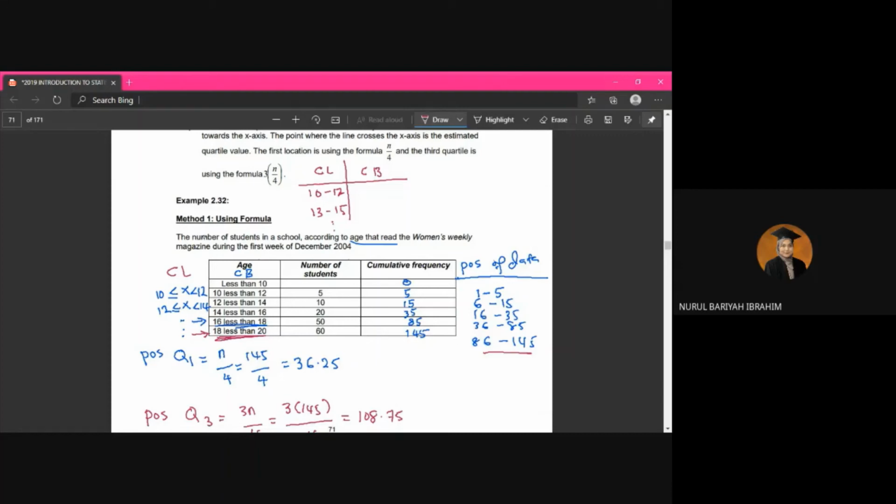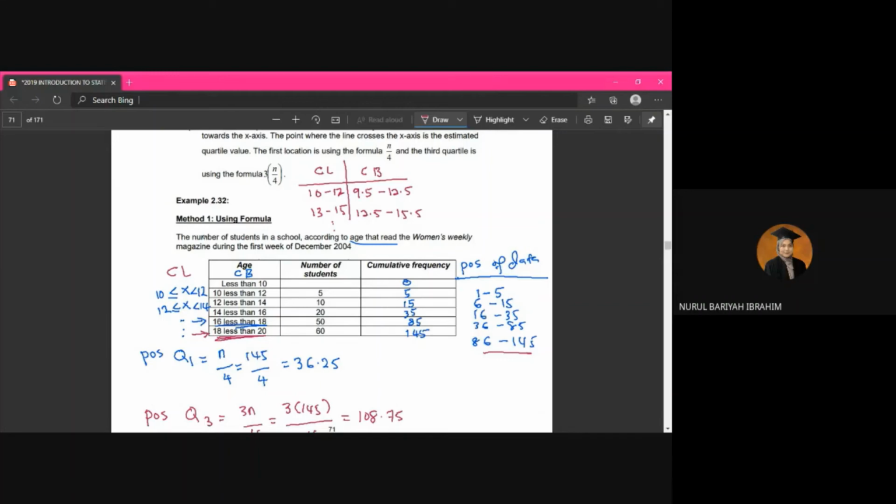So dia punya lower boundaries for the first class will be 10 kena minus dengan 0.5 and 12 kena plus dengan 0.5. The second one pula 13 kena minus dengan 0.5, which is 12.5, and then dia punya upper limit kena plus dengan 0.5 will be 15.5. So this is your class boundaries.